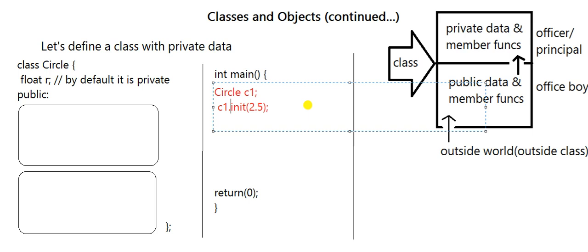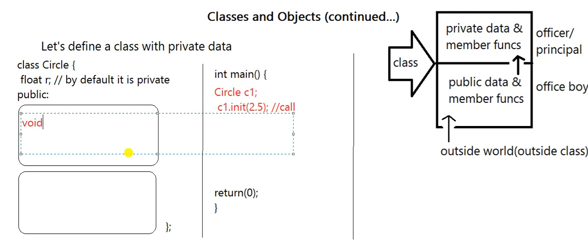You are already familiar that any data member or member function of a class can be accessed outside the class only using an object. Object name is a must, along with the dot operator. So that's why I have called it now. This is a function call. Now I need to define it. Let me define it here.